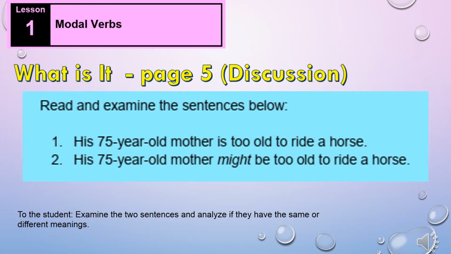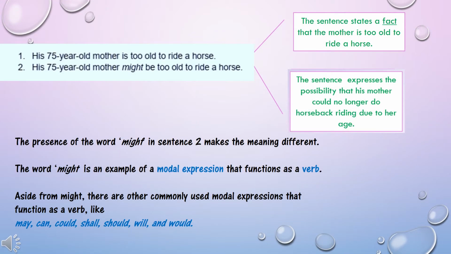Lesson 1, Modal Verbs. To the student, examine the two sentences and analyze if they have the same or different meanings. Number 1. His 75-year-old mother is too old to ride a horse. 2. His 75-year-old mother might be too old to ride a horse. Sentence 1 states a fact that the mother is too old to ride a horse.